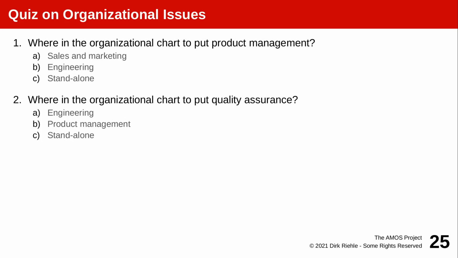So, about 60% of companies have it in sales and marketing, 30% perhaps in engineering, maybe 10% roughly make it its own department. If you put product management into sales and marketing, what's the possible problem?